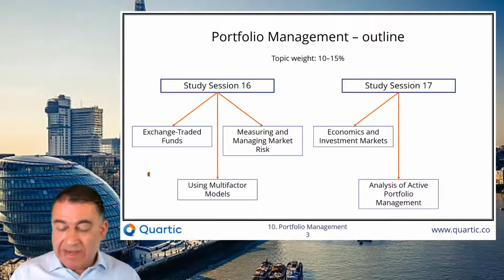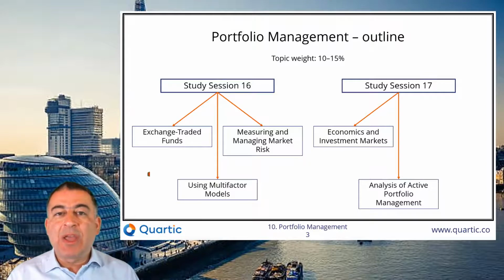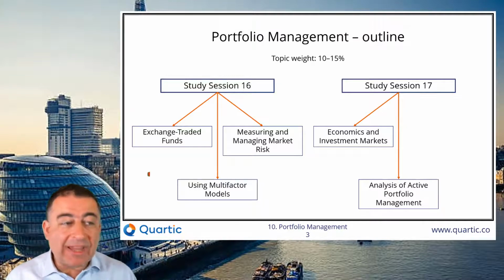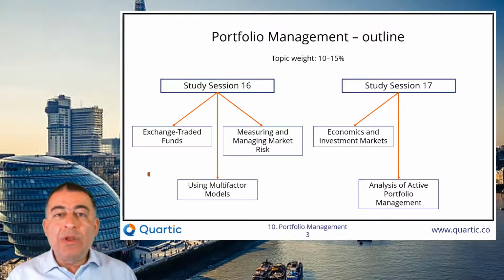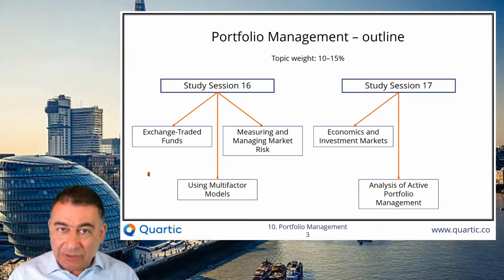Then we move into analysis of active portfolio management. If the market is perfectly efficient, then active management doesn't achieve anything. But the market is not perfectly efficient. So how does active management work? We look in particular at the Sharpe ratio, at the information ratio, and how those two interact.